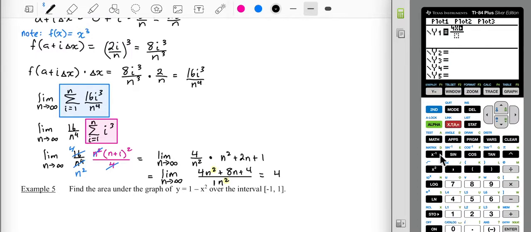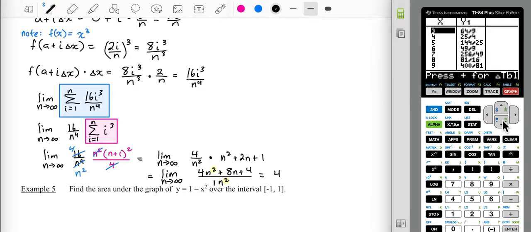We're going to use x's instead of n's. Oops, that kind of moved on me. Plus 8x plus 4 over x squared. You can go into the table and just kind of see how things are shaken out as you increase your value of x.